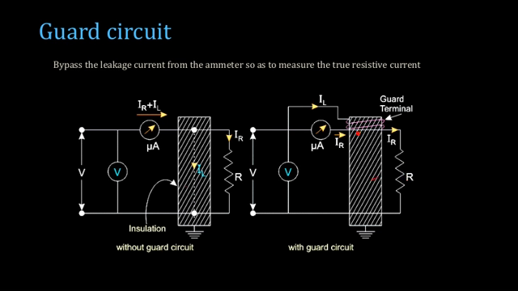So you are having a guard terminal. So you are connecting this guard terminal to the source, directly to the source, bypassing the micro ammeter, so that leakage current will be supplied from this point directly. Okay. In such a way you can eliminate the effect of leakage current.